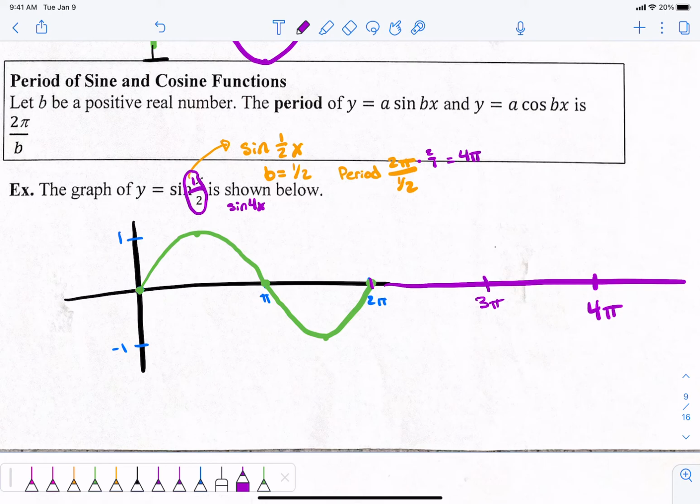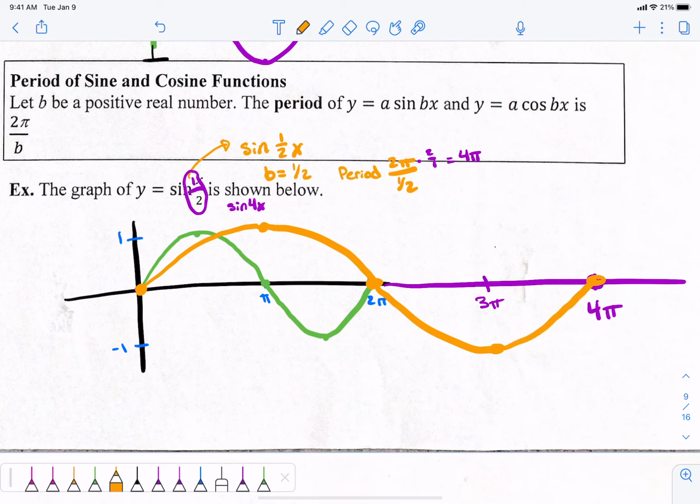It's still going to start at 0, and it's still going to end at 0 on 4 pi. Start here, end here, and it's going to come back in the middle at 2 pi. But it goes up, and it goes down, and it looks like that, and there's my 5 dots. Do you see my 5 dots? So it's going to be lots wider now. It's twice as wide as it was before.